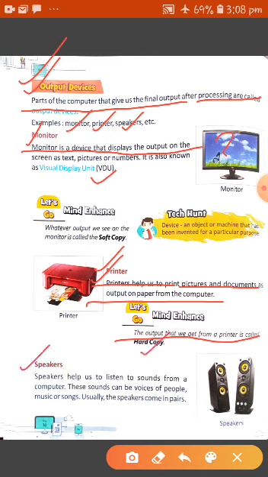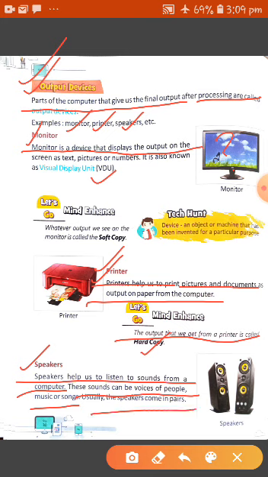Now, speakers. Speakers are an entertaining as well as inexpensive addition to your computer. So, speakers help us to listen to sounds from a computer. These sounds can be videos, voices of people, music, or songs. Usually, the speakers come in pairs.